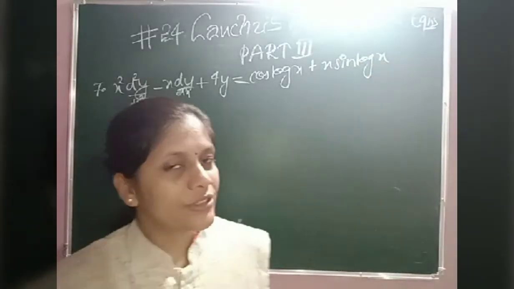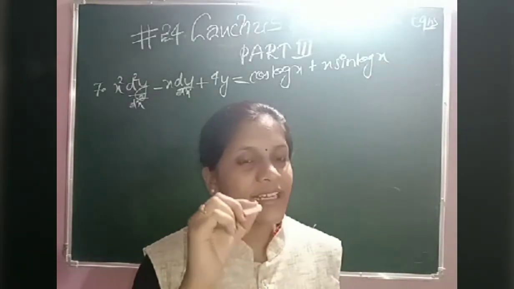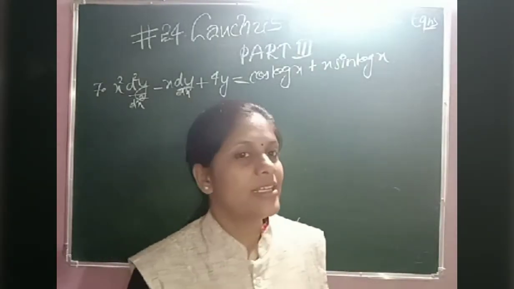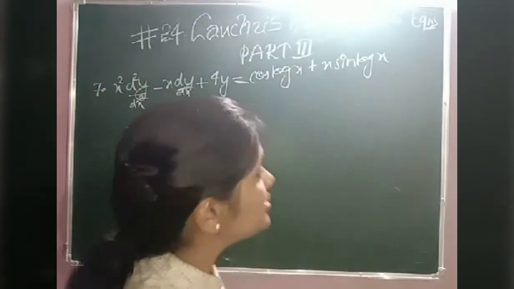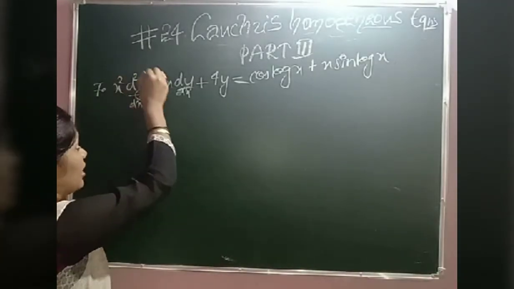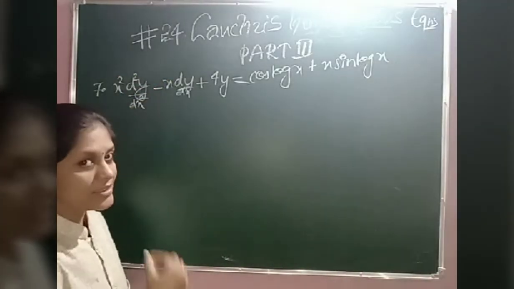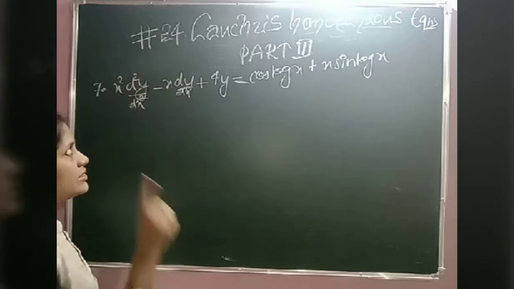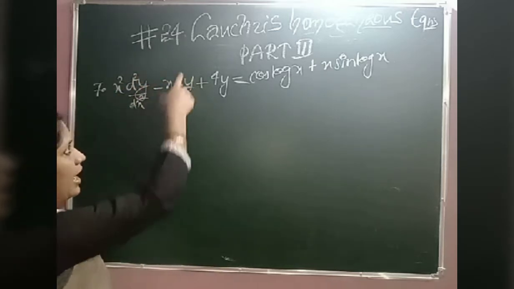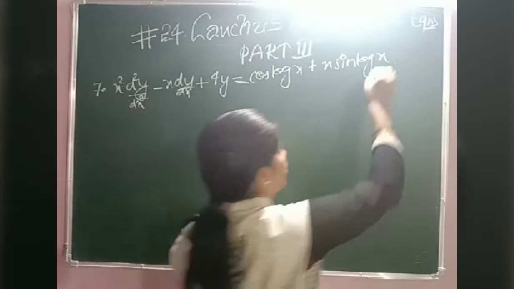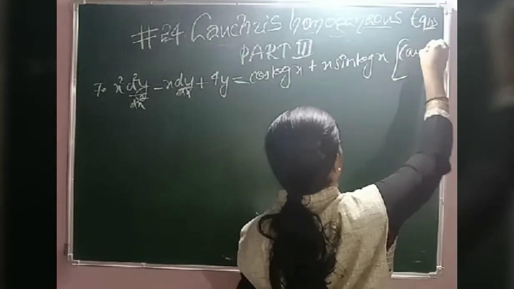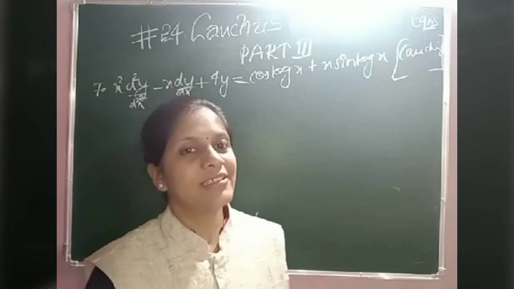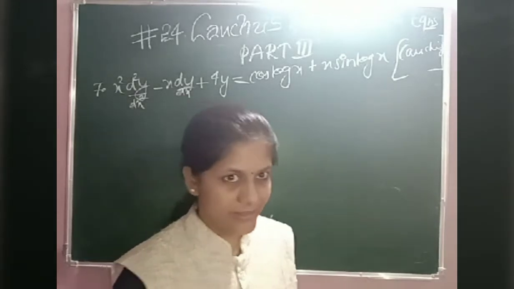So in this session we are going to solve little higher level examples of Cauchy's homogeneous equations. As soon as we see this question, we understand it is nothing but a Cauchy's homogeneous equation. How? Because x power n, d power n, all the three powers are same. So this is nothing but Cauchy's equation. So let us get started to solve this.